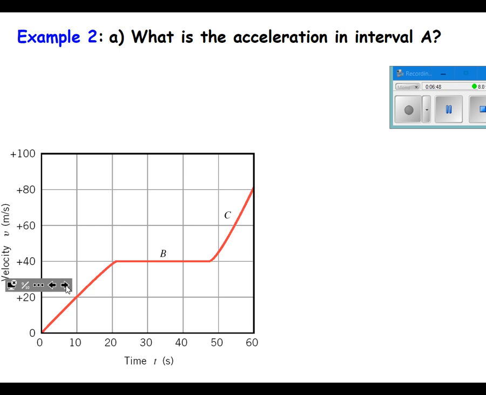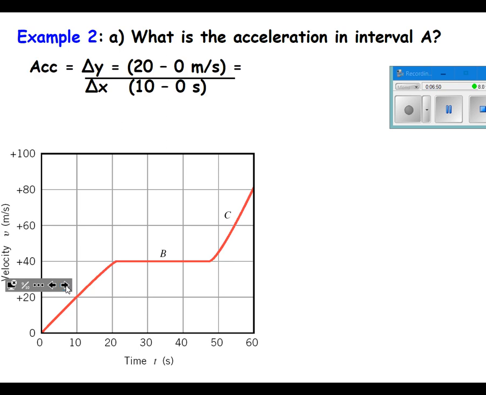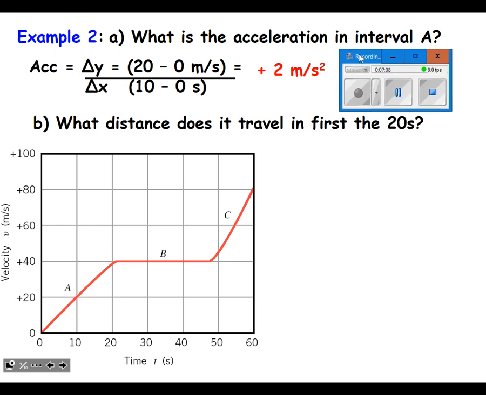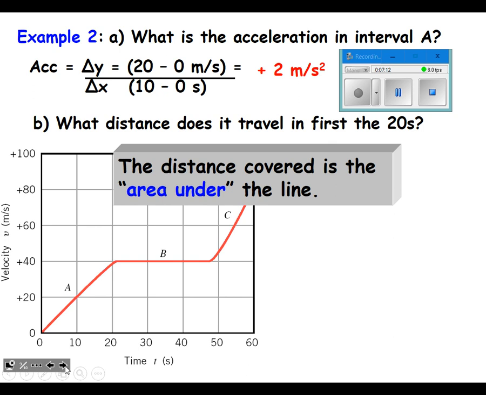So what is the acceleration of interval A? Well, interval A is right there. And in interval A, the acceleration would be the change in y over the change in x. So that would actually be a plus 2 meters per second squared. What distance does it travel? Distance, how could I tell that from this graph? Well, believe it or not, the distance covered is the area under the line.